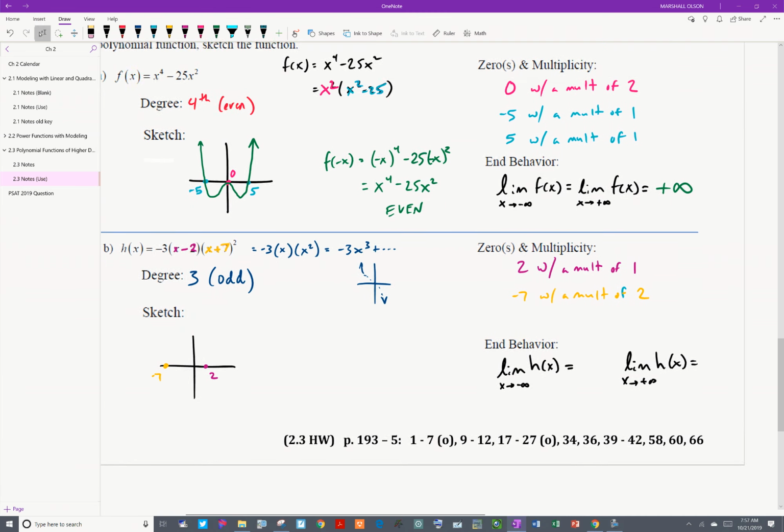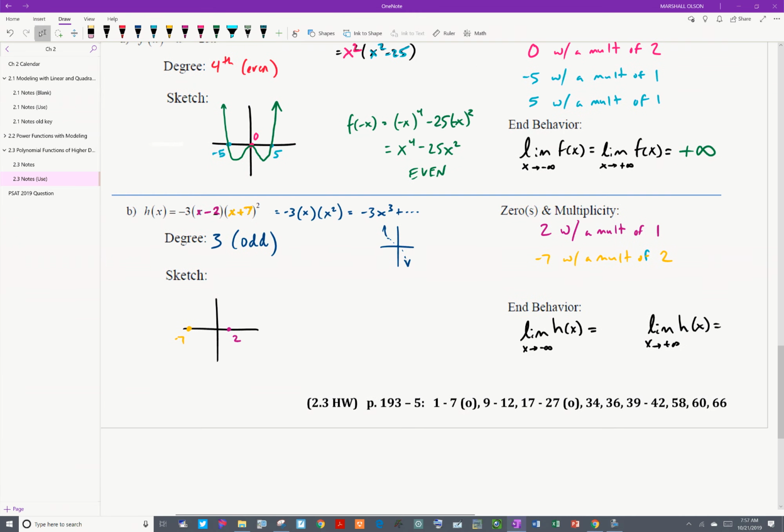The last one is h of x. What I'm doing right here is I was just trying to figure out what the degree was if I were to FOIL the whole thing out. So I just looked at the x's that were inside there. There's a linear times what would be a quadratic, which would give me a cubic. And we have a -3 as our leading coefficient, so we know that this is what our end behaviors are going to look like.